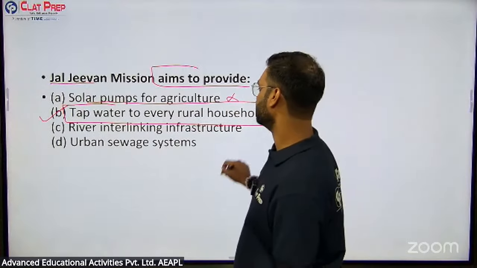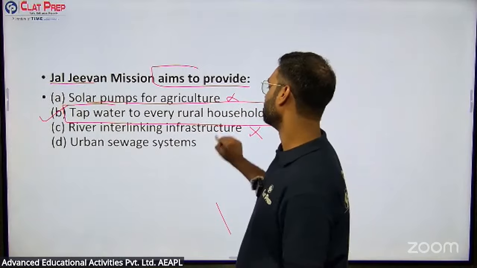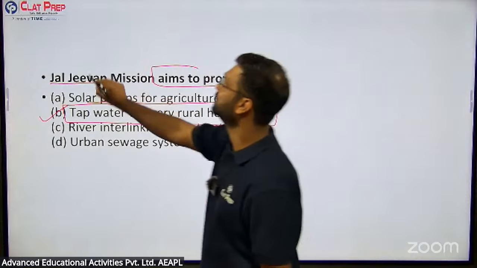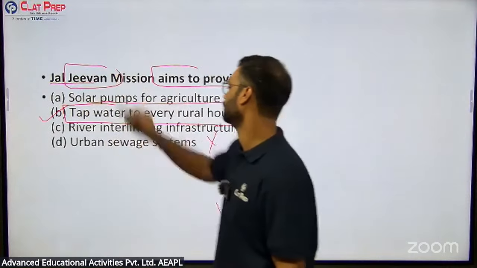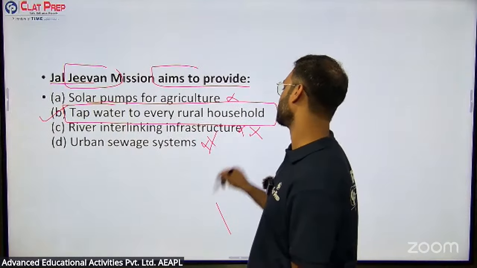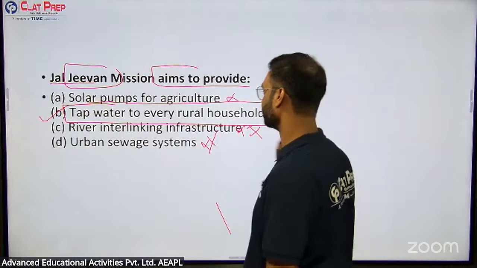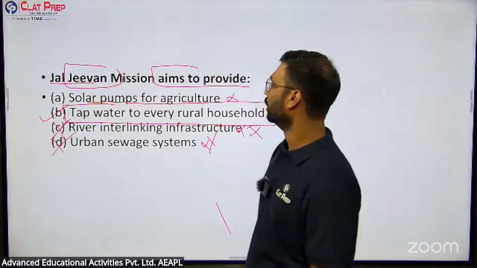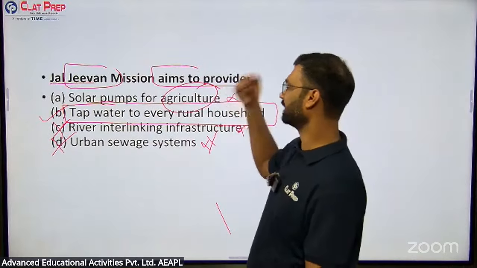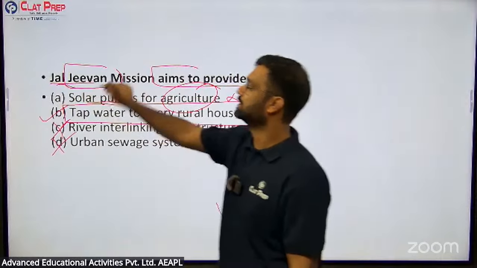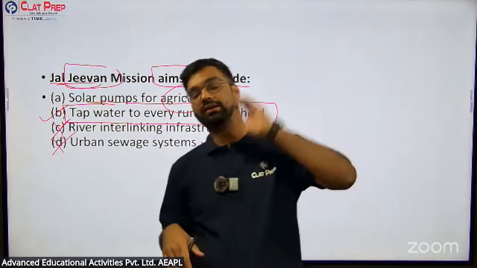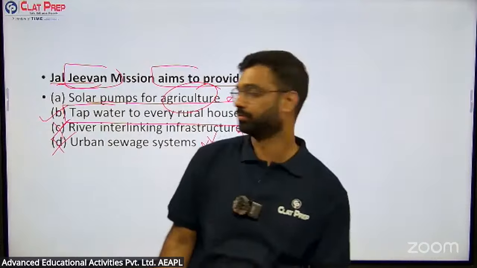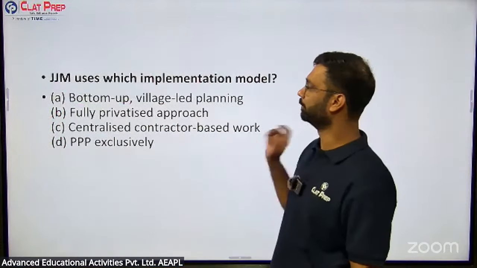Solar pumps for agriculture, river interlinking infrastructure, urban sewage systems do not go well with Jal Jeevan. You have to focus on this name, Jal Jeevan, right? Sewage system and river linking infrastructure will not go well with this term at least. So if you have to eliminate options based on logic, you can eliminate these two at least. Also, solar pumps for agriculture. Again, something which is not going well with Jal Jeevan. Basically, Jal Jeevan portrays an idea that you want to supply drinking water, right? So, option B is the most appropriate answer here.